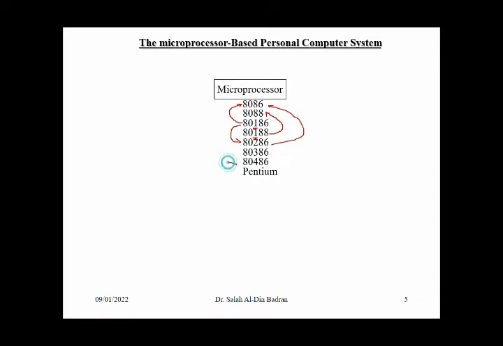So they stopped using numbers. They started using the word Pentium. Pentium Pro, an advanced version of Pentium. Pentium 2, Pentium 3 and Pentium 4, and there are too many versions of Pentium 4, advanced versions of Pentium 4.